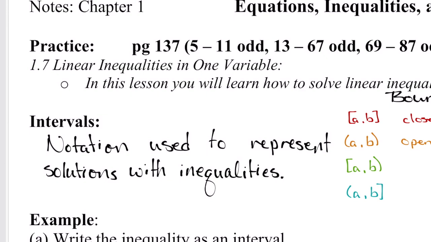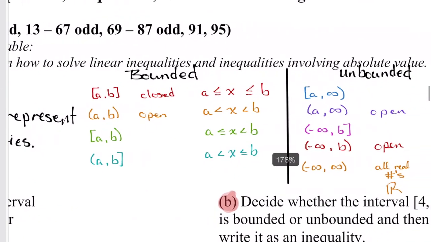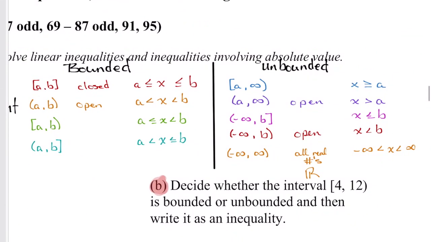Typically, whenever we're working with inequalities, we have a certain way that we like to show our solutions. These are intervals, a type of notation to represent those solutions. We have two different types, either bounded or unbounded. Bounded means that we're in between these two numbers. Unbounded means we start at one number and we're either greater than that forever or less than that forever.